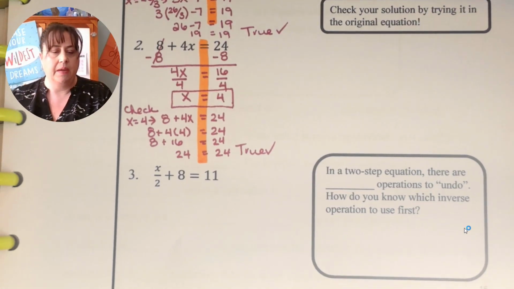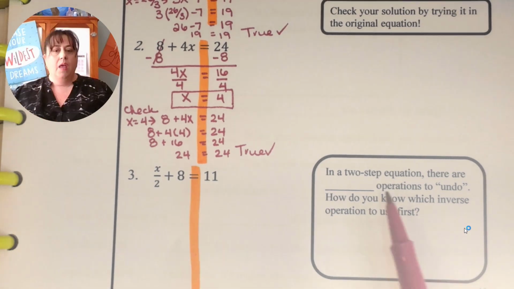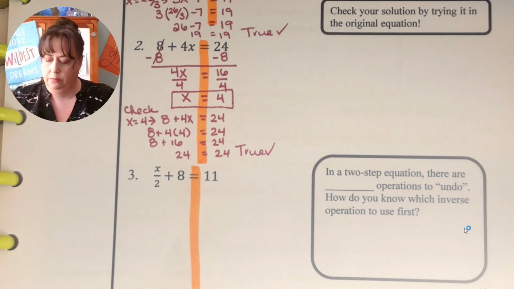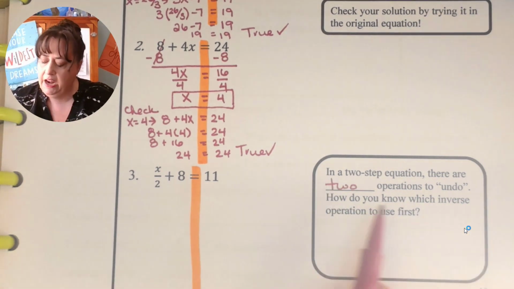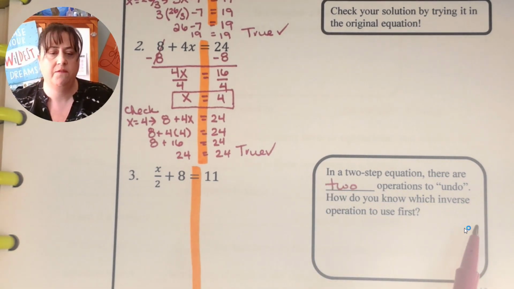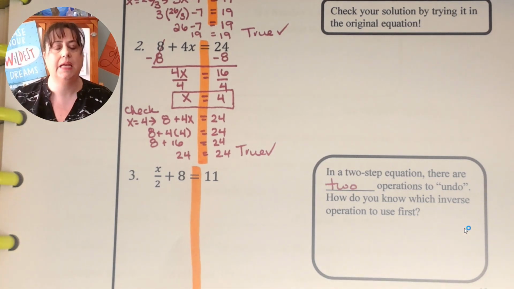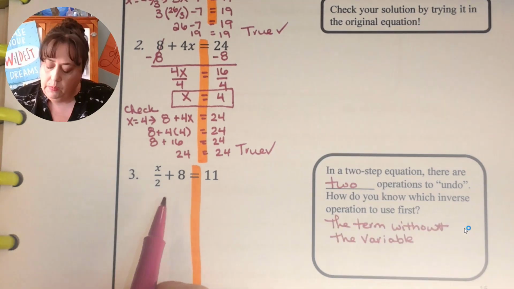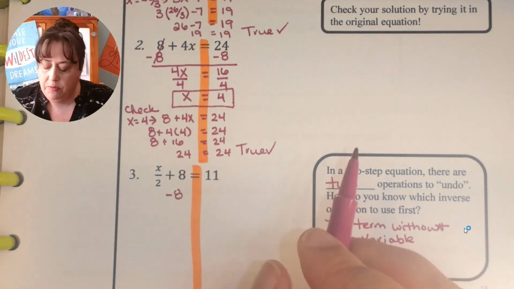Okay, let's look at number 3. Again, we put in our road. In a two-step equation, there are how many operations to undo? There's 2. That's why it's called a two-step equation. How do you know which inverse operation to use first? Well, it's the one that doesn't have the variable. So it's the term without the variable. So we are going to subtract 8 from both sides.